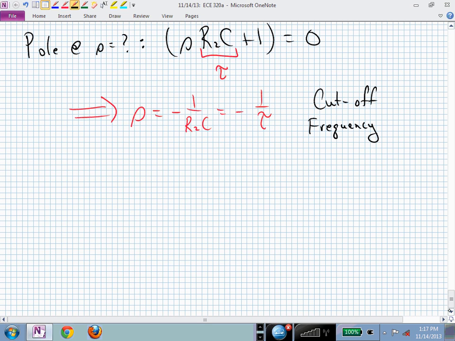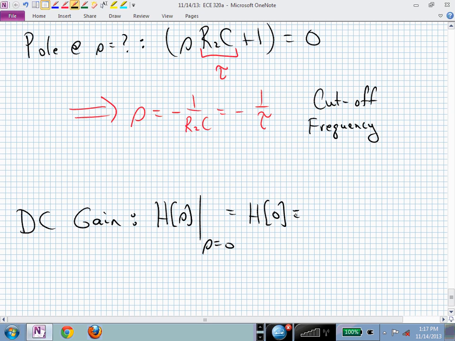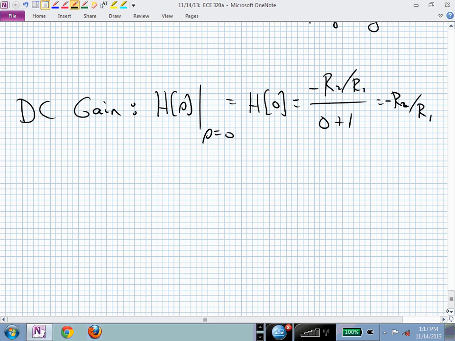But before we do that, what's the DC gain of this low-pass filter? I guess if I keep track of the minus sign, that minus sign is minus R sub 2 over R sub 1. That minus sign just means that our sinusoids are inverted. Now, at the cutoff frequency, what is our magnitude?